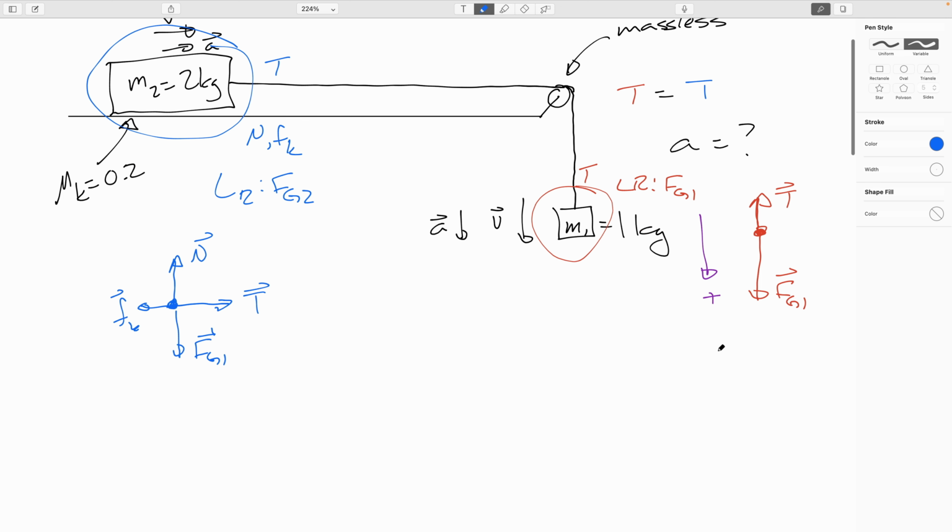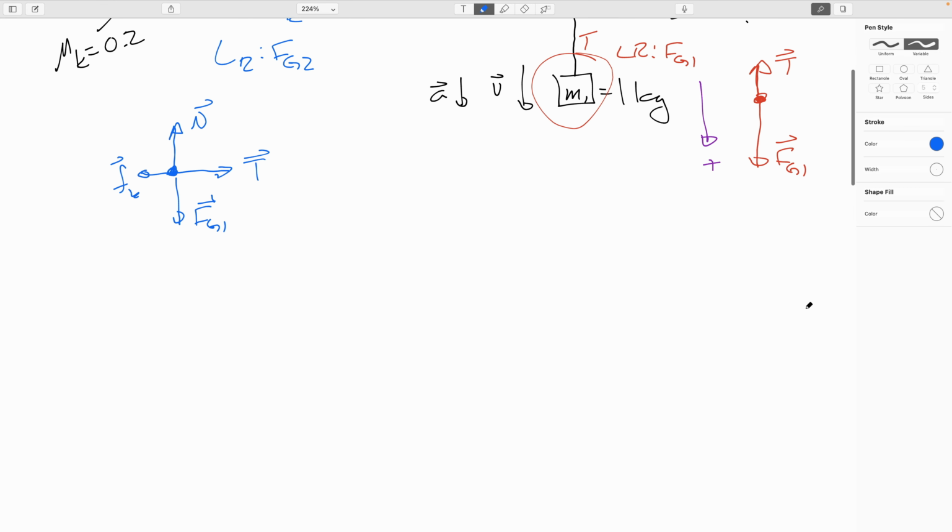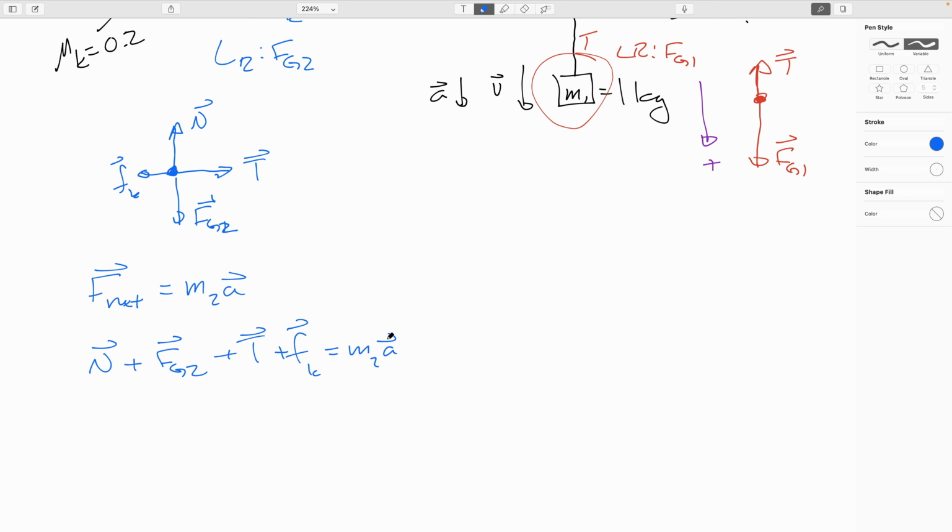All right, so let's go ahead and write Newton's second law for each of these systems. I'll go ahead and start with the blue system first. So I can say that F net equals M2A. Expressed as a vector sum, that will be N plus FG2 plus T plus FK equals M2A. And we'll need to take both X and Y components of this.